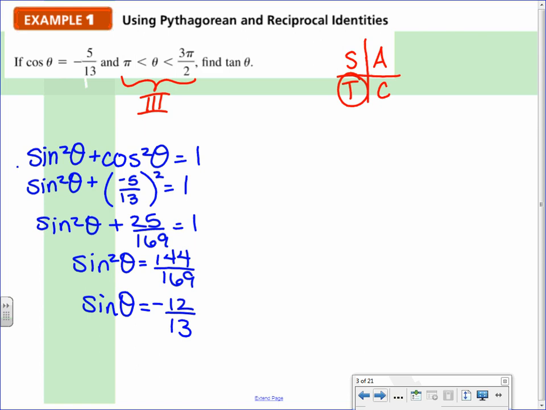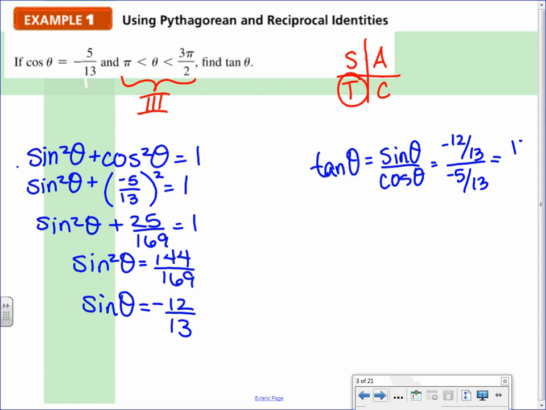All right, so now I know sine and cosine. Remember the goal here was to get tangent. How do I get tangent? Sine over cosine. Sine is negative 12/13. Cosine was negative 5/13. How does that simplify? Positive 12 over 5, because the 13s cancel, my negatives cancel, and again we're in quadrant 3, so tangent's positive. That's a good little check at the end. This is the same answer you would get if you drew that triangle in quadrant 3, labeled your sides, and did opposite over adjacent.